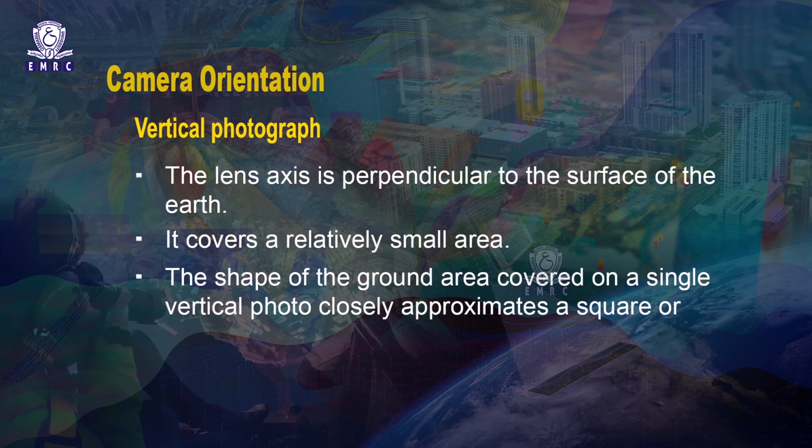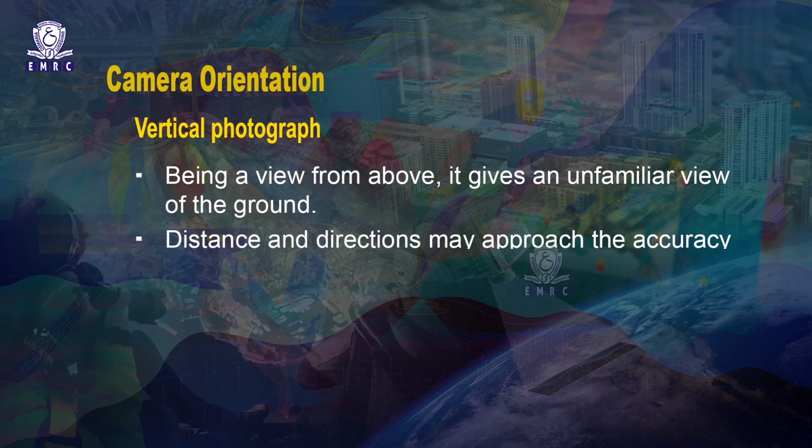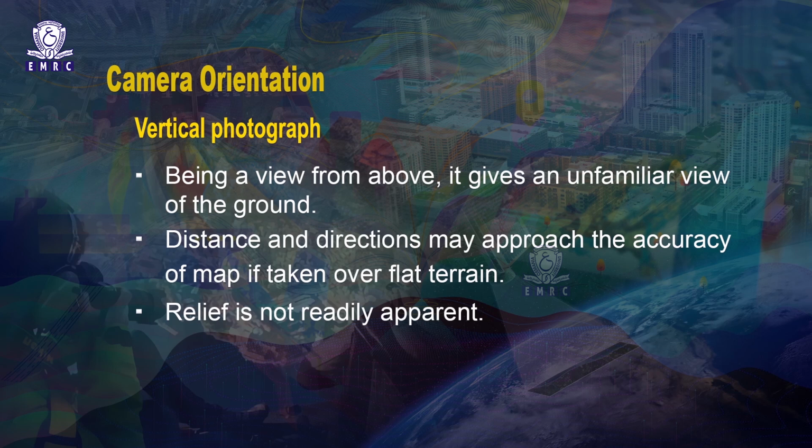The shape of the ground area covered on a single vertical photo closely approximates a square or rectangle. Being a view from above, it gives an unfamiliar view of the ground. Distance and direction may approach the accuracy of a map if taken over a flat terrain. Relief is not really apparent.